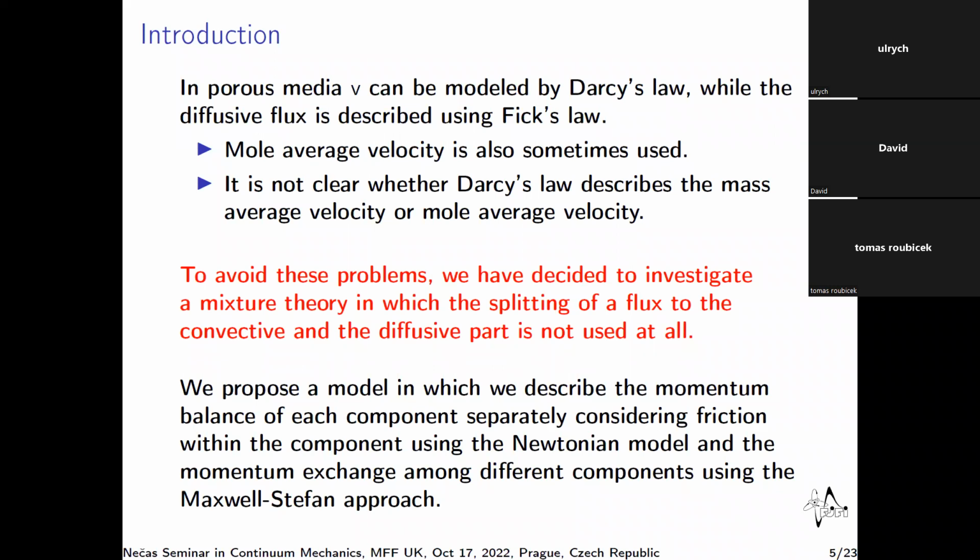So somehow, when I was thinking about these problems, I thought the best way would be not to even split it into convection and diffusion, and just to write the system using all forces as we do in classical mechanics. So basically, what I want to present is a theory in which the splitting of the flux into the convecting and diffusing part is not used at all.